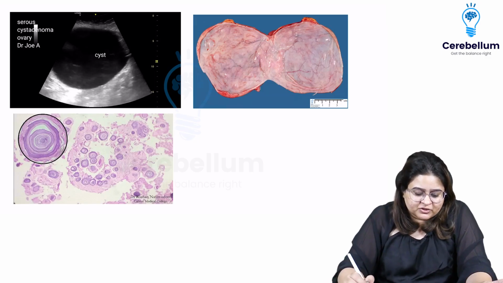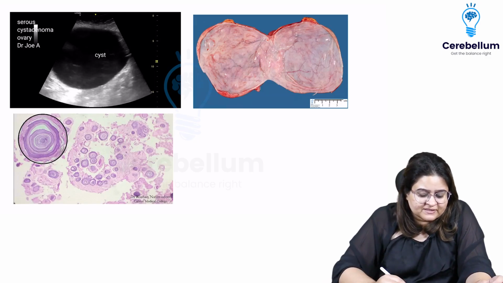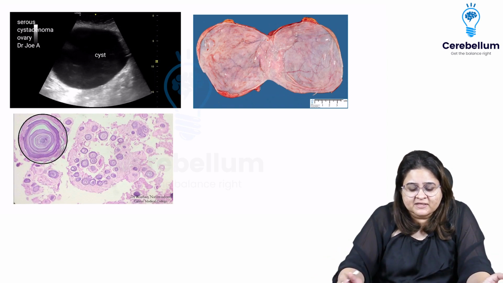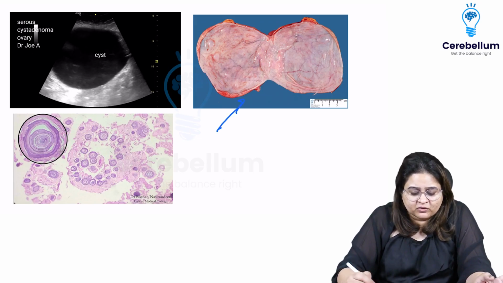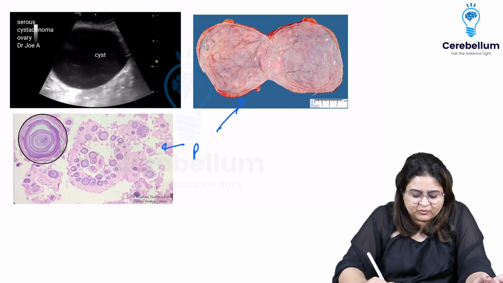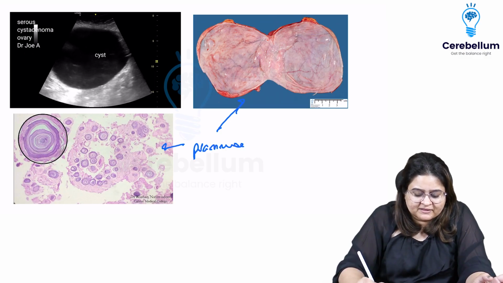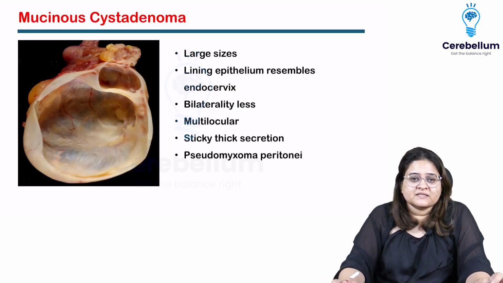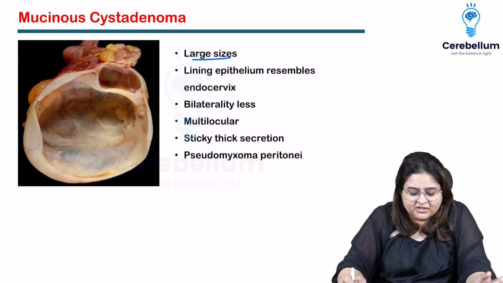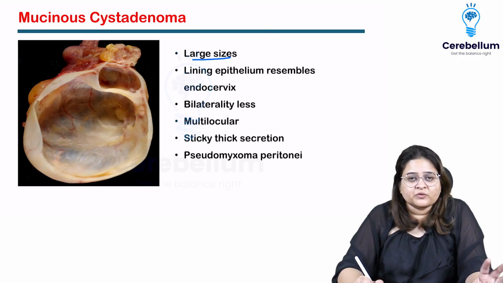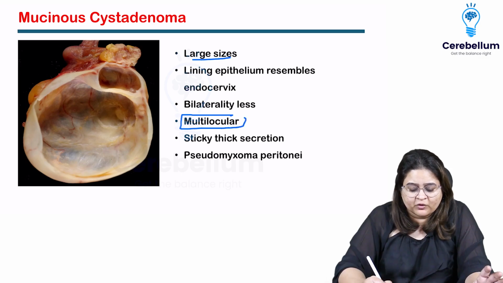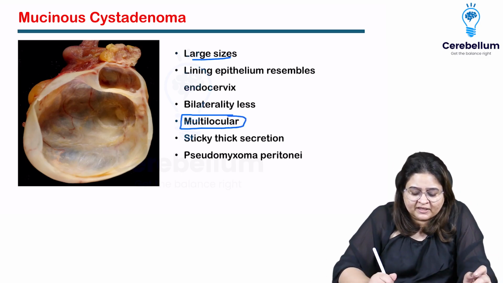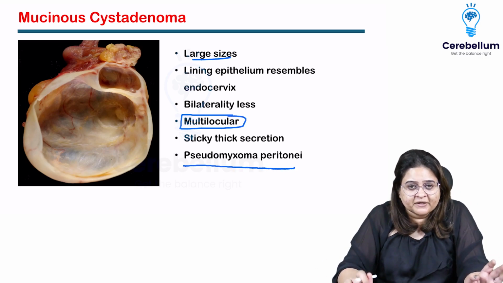Now look at these pictures. What is this? This is showing a serous cystadenoma. It looks like an anechoic simple cyst, and on histopathology, on gross and microscopy, you can see the psammoma bodies. This is a serous cystadenoma. This is a mucinous cystadenoma, which can become very large in size. They are more likely to be unilateral, but they are more likely to be multilocular, and they have mucinous material, which when they can spill can cause pseudomyxoma peritonei.